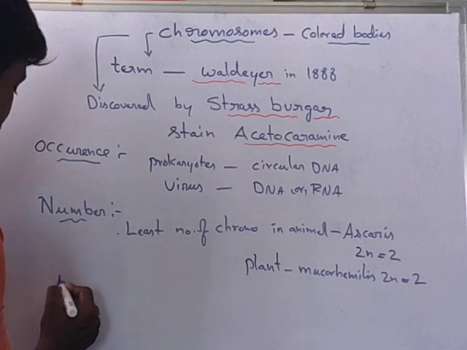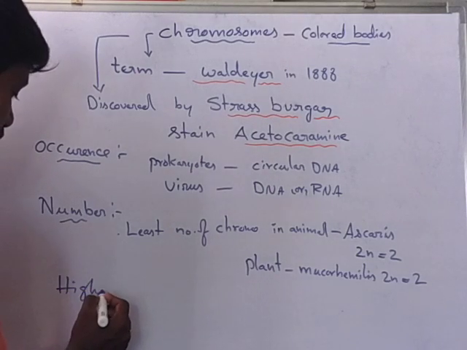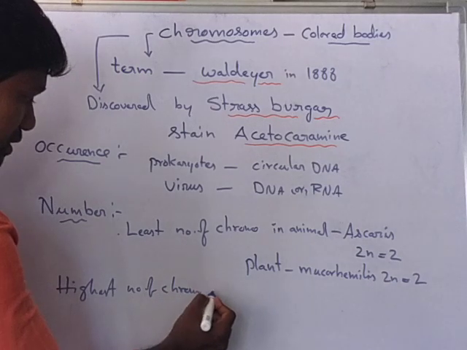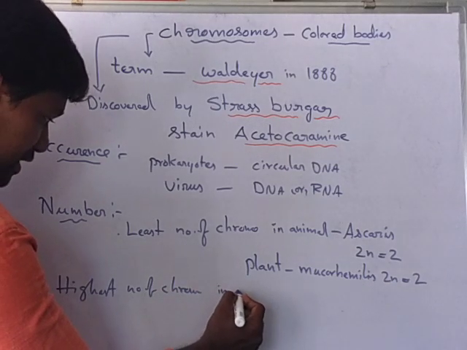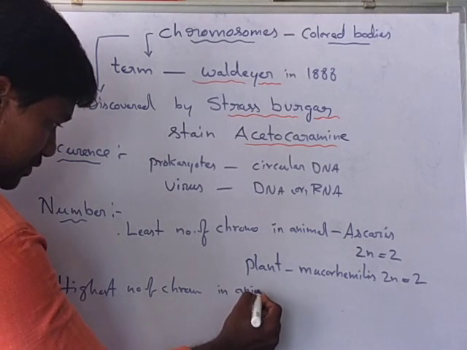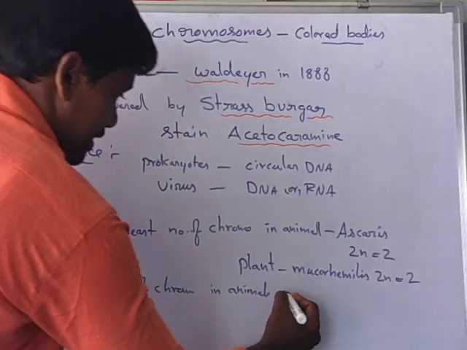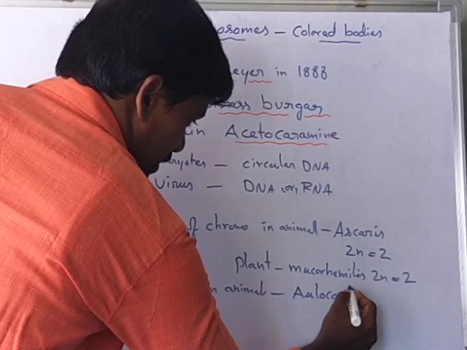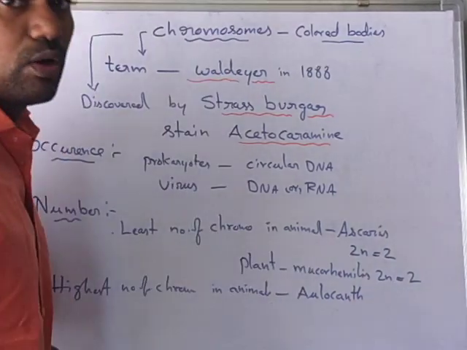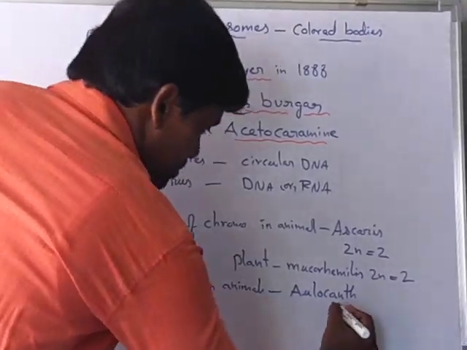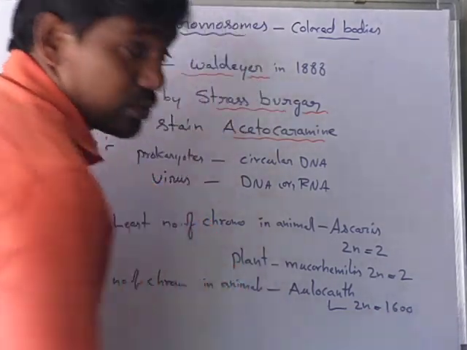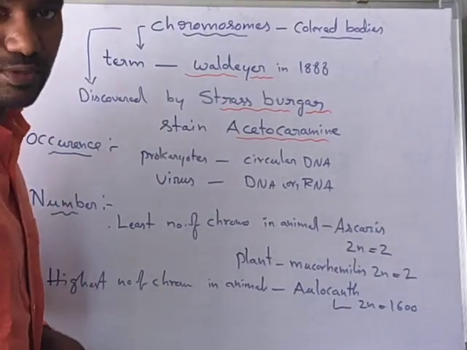If you take the highest number of chromosomes present in animals, that is Holocaust, a protozoan organism. It contains 1600 chromosomes. This is the highest number of chromosomes.